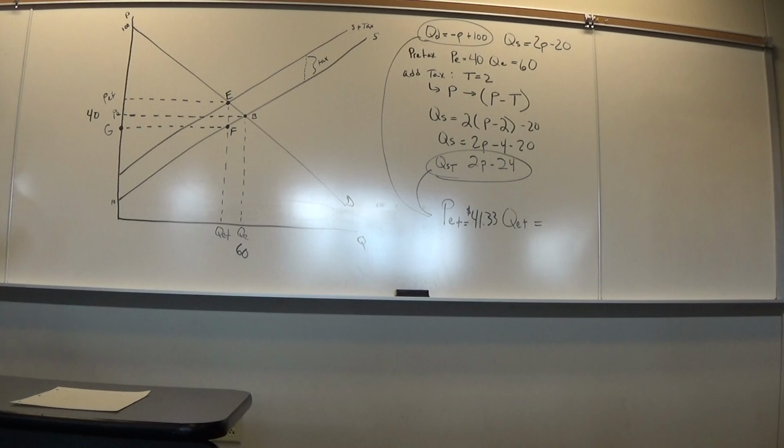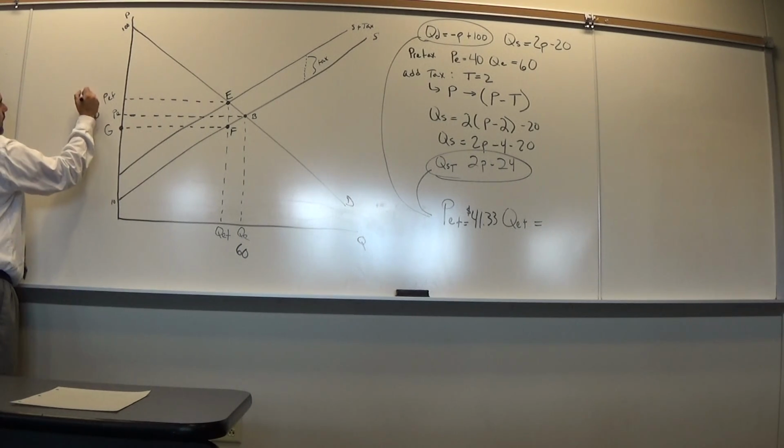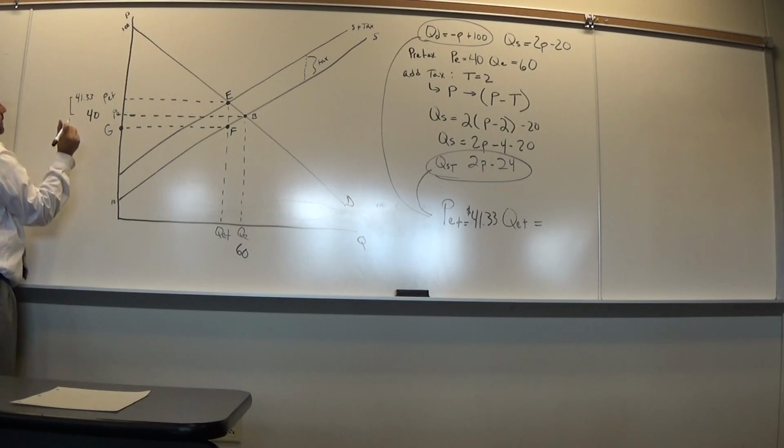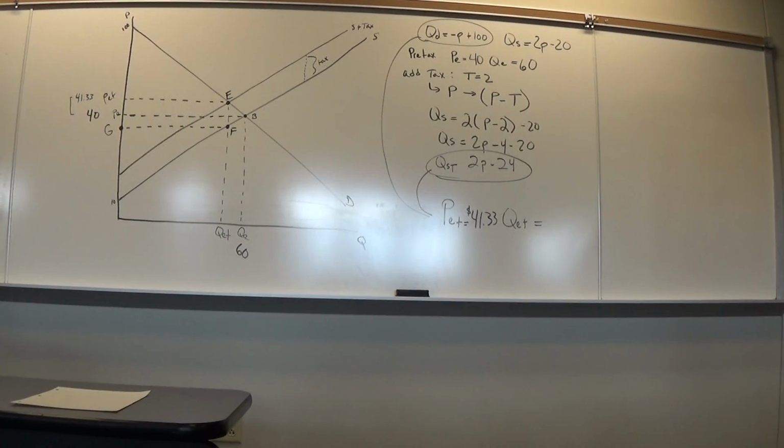So I can go ahead and fill in PET, and now again, I do know something. I know how much of the tax per unit my consumers pay. They pay $1.33 of the tax. Mathematically, if you're not sure where that came from, I just did PET minus PE.